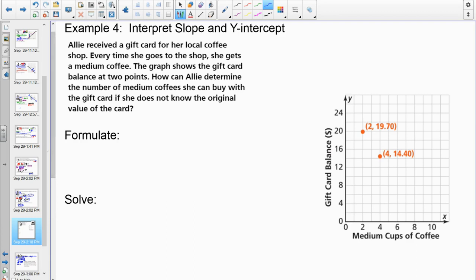So it says, Allie received a gift card from her local coffee shop. Every time she goes to the shop, she gets a medium coffee. The graph shows the gift card balance at 2 points.